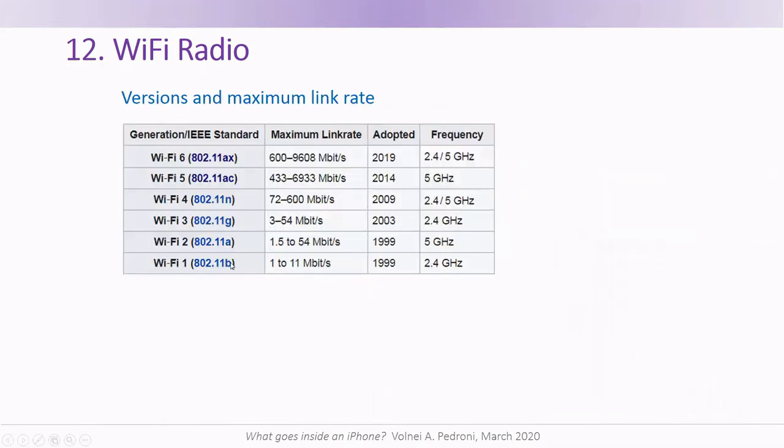Here is a summary of the Wi-Fi versions from version 1 to 6. This was 20 years previous to the current version, which was published last year. And I want to comment about these maximum link rates here. This is the very maximum that you can get under very, very favorable conditions. And this is not a minimum, but another maximum, just under other conditions.